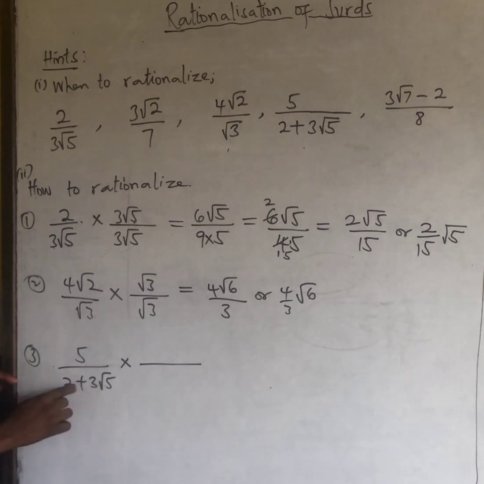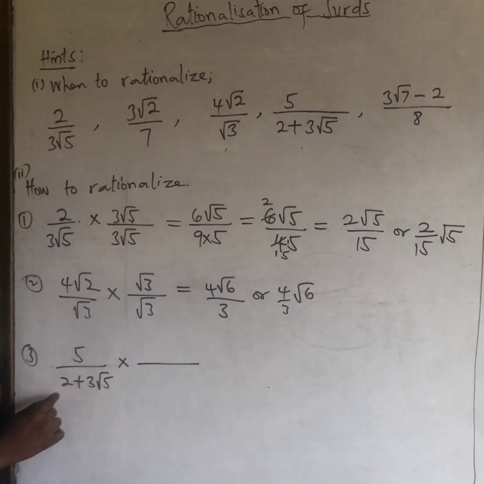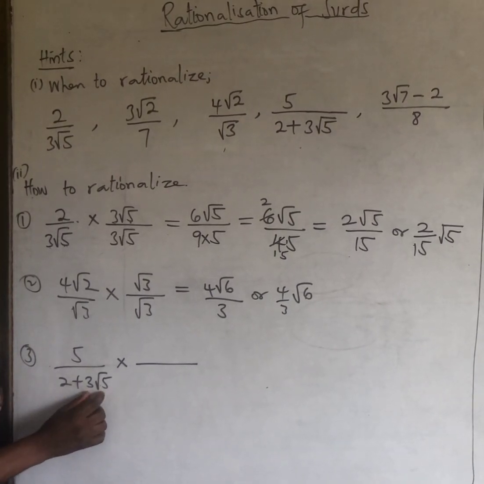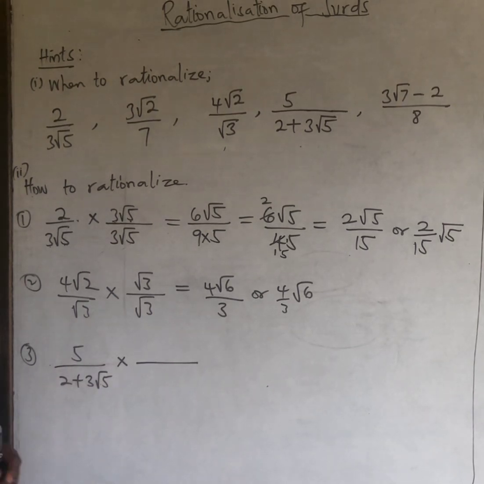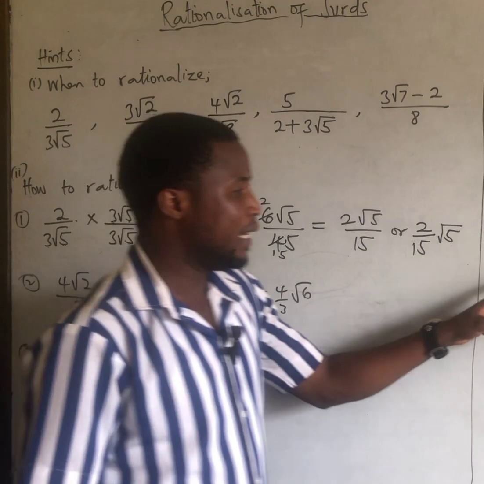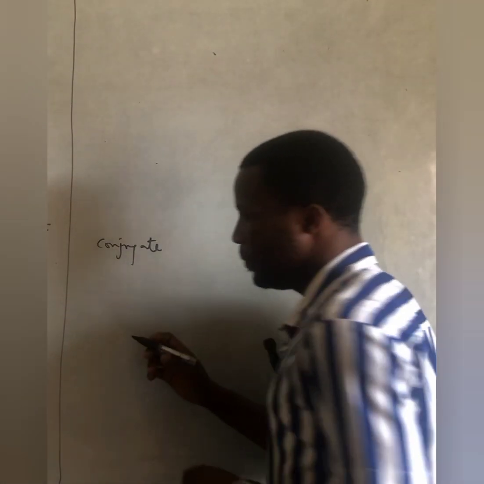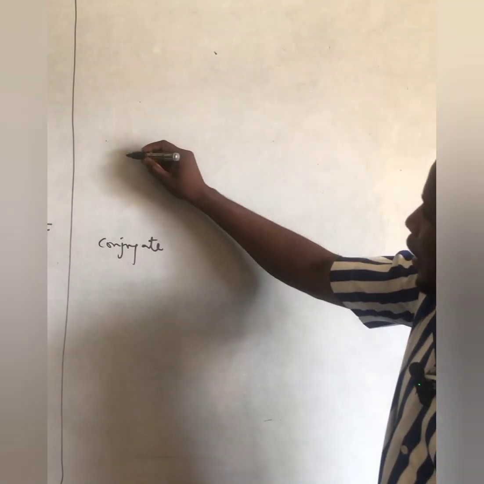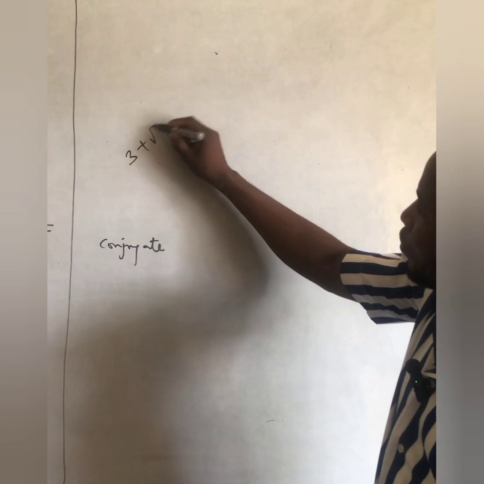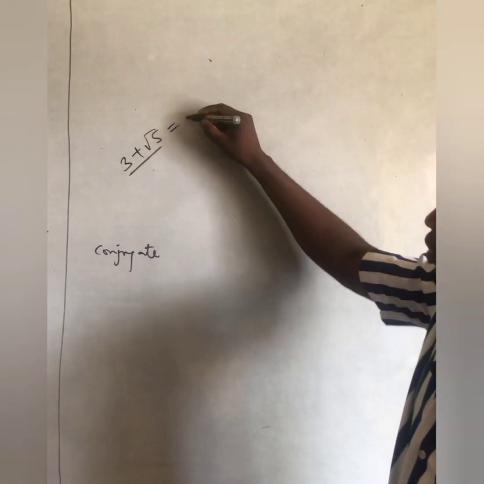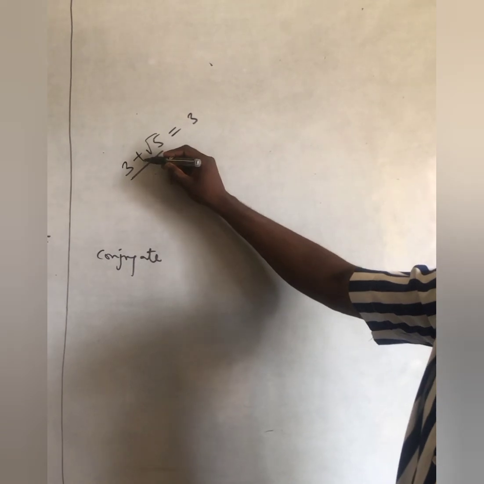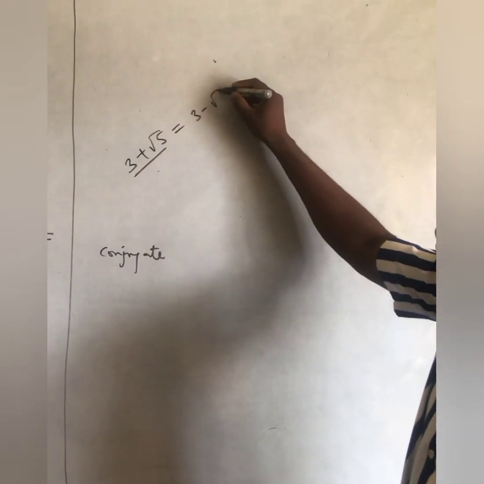Whenever you are dealing with this type of expression that has another value, what do you do? You take the conjugate. Now, what is the meaning of conjugate? Conjugate here means that if I have an expression like 3 plus root 5, the conjugate of this expression is 3 minus root 5. The sign just changes to the opposite.